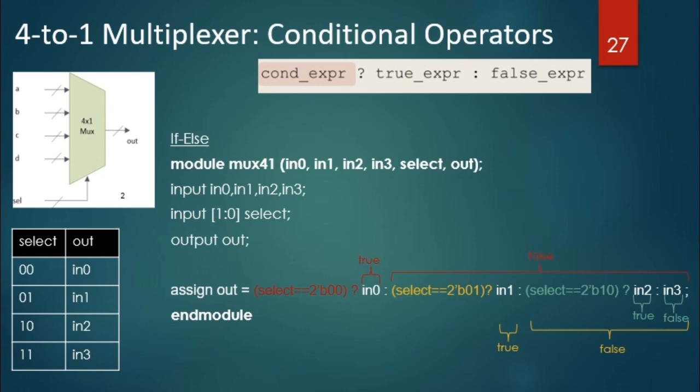So this means select equal to 0 will be checked first. If select equal to 0 is true, then output will take the value of in 0, corresponding to this row. But if this condition is false, then the statement following the colon will be checked, which is the whole remaining part of this line until the semicolon. So it's kind of a nested if-else statement. When coming to the false statement, the condition will be checked again, this time checking whether select equal to 0, 1 or not. If so, out will be equal to in 1. But if this yellow condition is false, then the following statement after this colon will be checked: select equal to 1, 0. If true, then out will be equal to in 2. Otherwise, out will be equal to in 3.